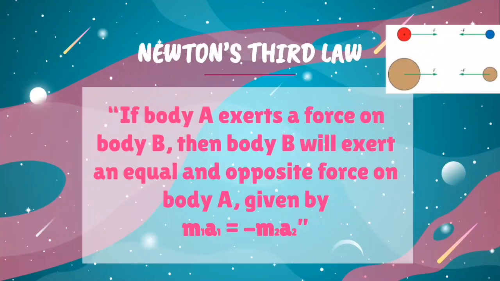Newton's third law states that if a body A exerts a force on body B, then body B will exert an equal and opposite force on body A. The formula of Newton's third law is force of body 1 equals force of body 2. Since force equals mass times acceleration, we can derive the formula: mass times acceleration of body 1 equals mass times acceleration of body 2.